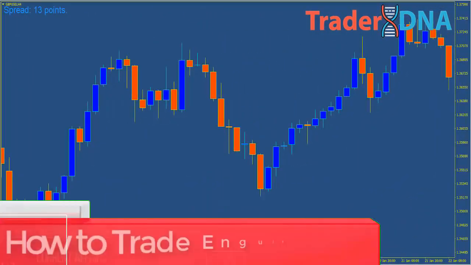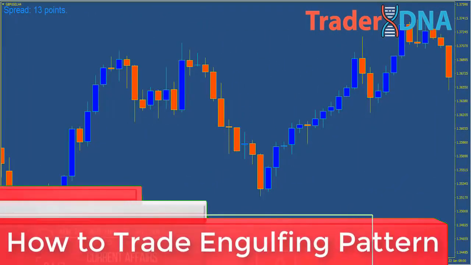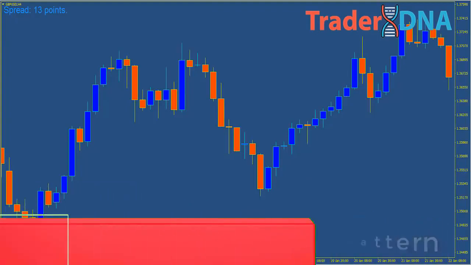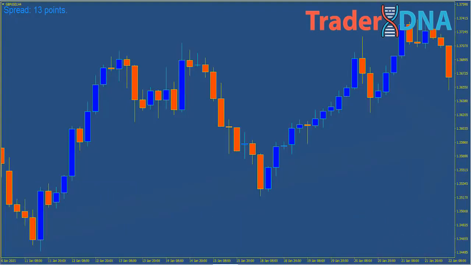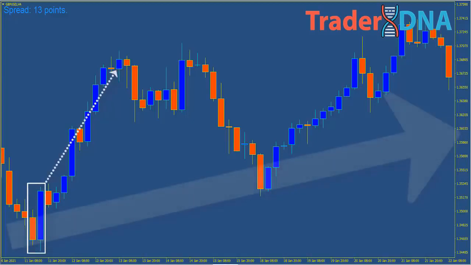And now, how to trade engulfing pattern. Engulfing candles don't always have to appear at the end of a trend. When viewed within a strong trend, traders can glean information from the candle pattern, pointing towards continued momentum in the direction of the existing trend. In this video, I will give you an easy 4-step process to trade engulfing pattern. So, let's get started.